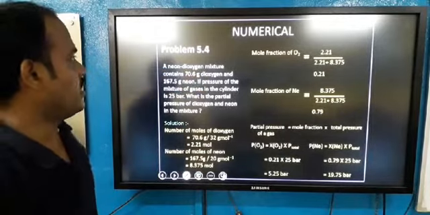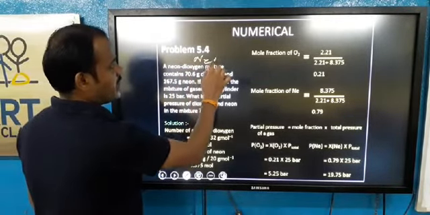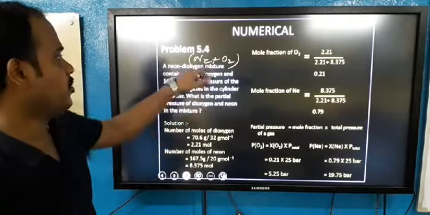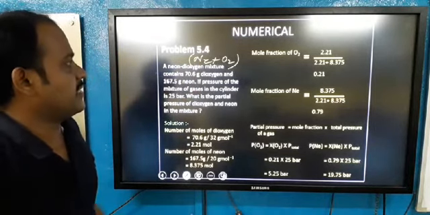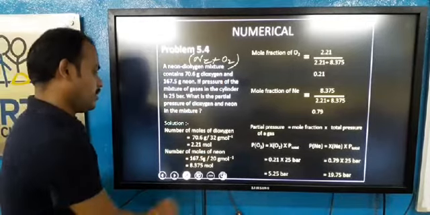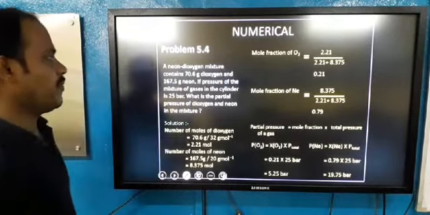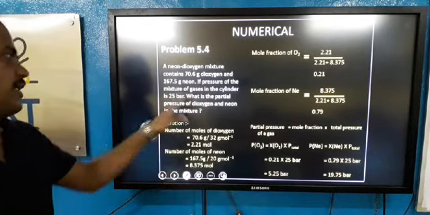A neon dioxygen mixture contains, neon dioxygen mixture means a mixture of neon gas and dioxygen, that is O2. The mixture is made by these two gases. This mixture contains 70.6 gram dioxygen and 167.5 gram neon. If the pressure of the mixture is 25 bar, what is the partial pressure of dioxygen and neon?